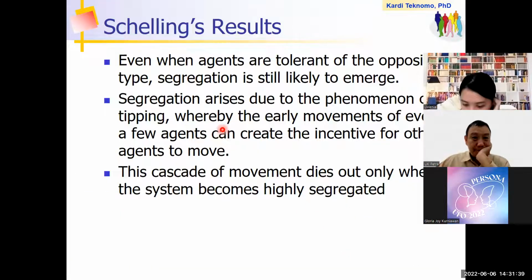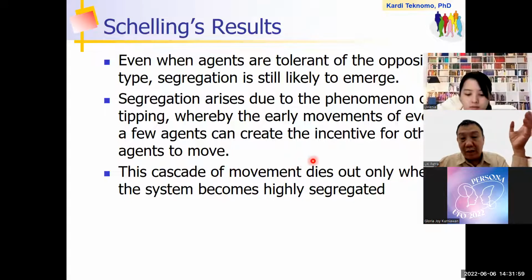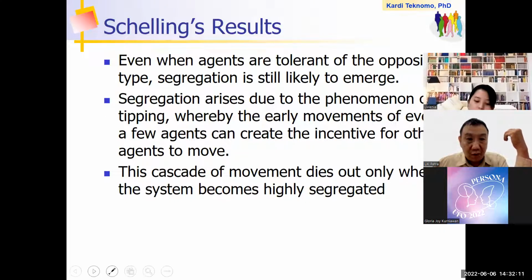Back here, this phenomenon of tipping: the early movement, even a few agents, can create the incentive for other agents to move. Then it becomes a cascade of movement. The cascade will die out only when the system becomes highly segregated. So, kind of a domino effect, a cascade of movement.